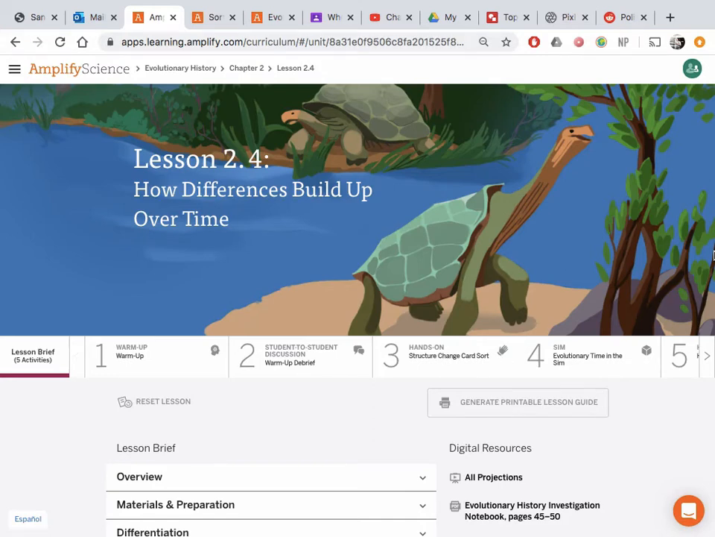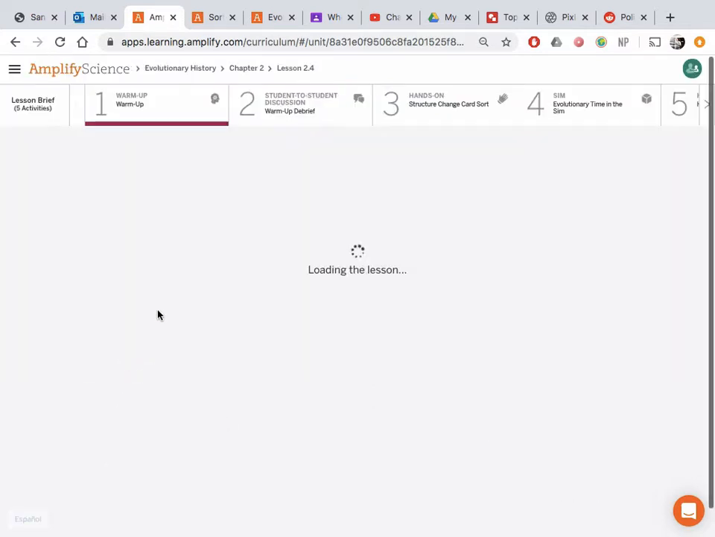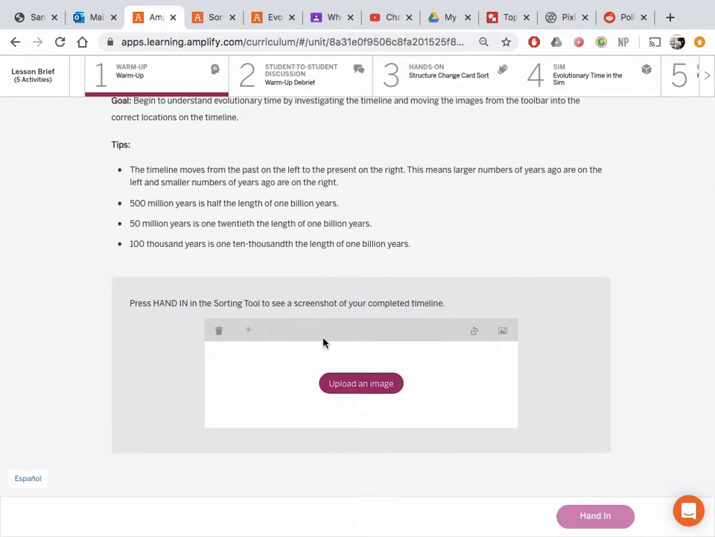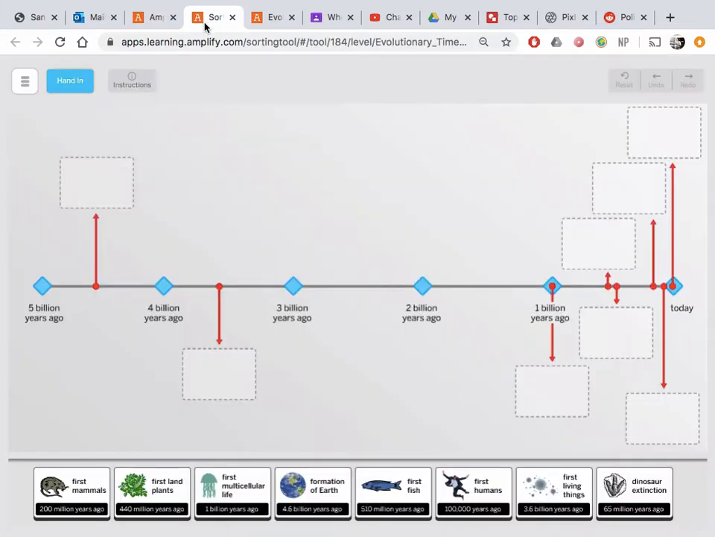Today I'm going to guide you through lesson 2.4, how differences build up over time. So let's start with the warm-up. We're going to launch a sorting activity to start, and we're going to take a screenshot of it. So this is the sorting activity right here. They kind of give away the answers, but it's still interesting to go through.